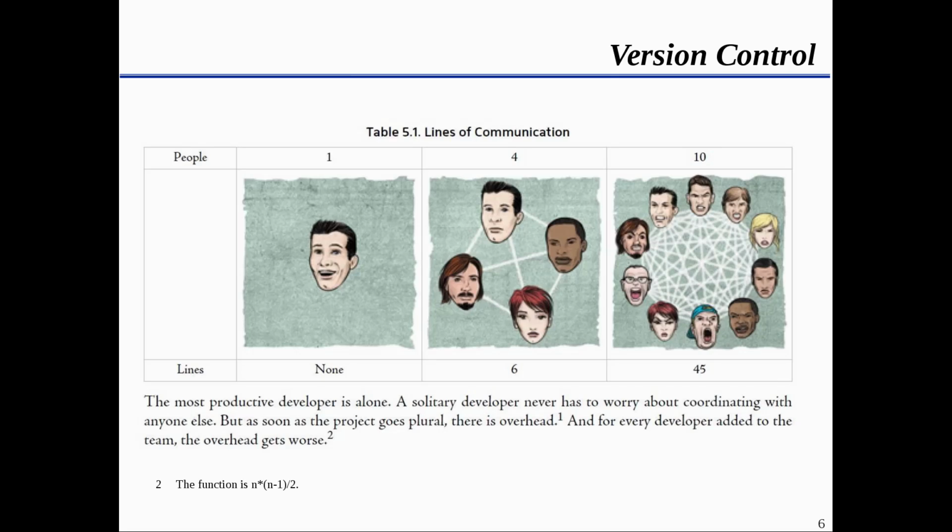So here's a little graph of essentially how the lines of communication grow exponentially as you increase your team. Again, leading to a lot of difficulty whenever trying to develop code and keep it in sync with itself. The function for this, in case you're wondering, is n times (n minus 1) over 2.